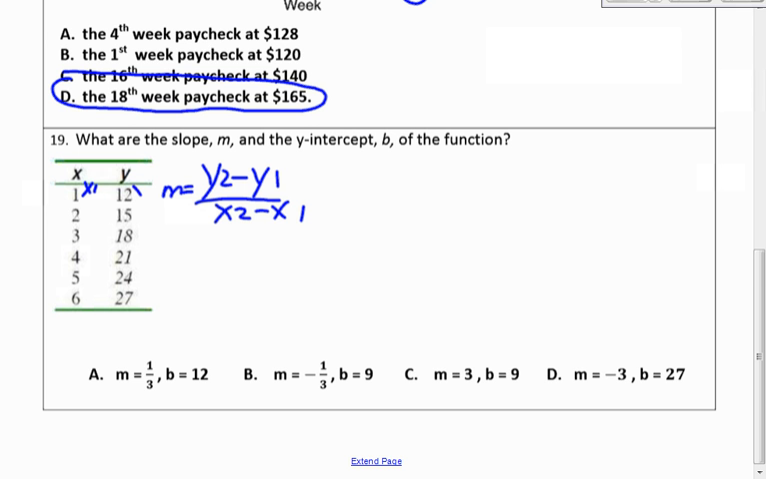Label x1, y1, x2, y2: (15 minus 12) over (2 minus 1). 15 minus 12 is 3. 2 minus 1 is 1. So your slope should be 3 over 1, which is equal to 3.